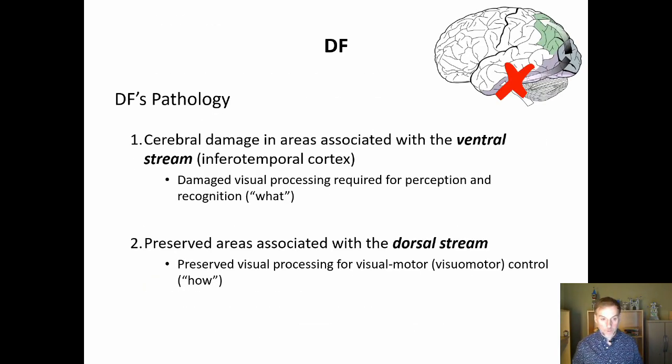Let's look at an example. Oh, sorry, one thing first. Just to be very specific about DF, a little summary slide here. Ventral stream is permanently damaged, so she's going to be challenged with these what tasks. Dorsal stream is completely intact, so she'd be as normal as any other neurologically intact individual at using vision to guide her action. So preserved visual motor control, your how abilities.